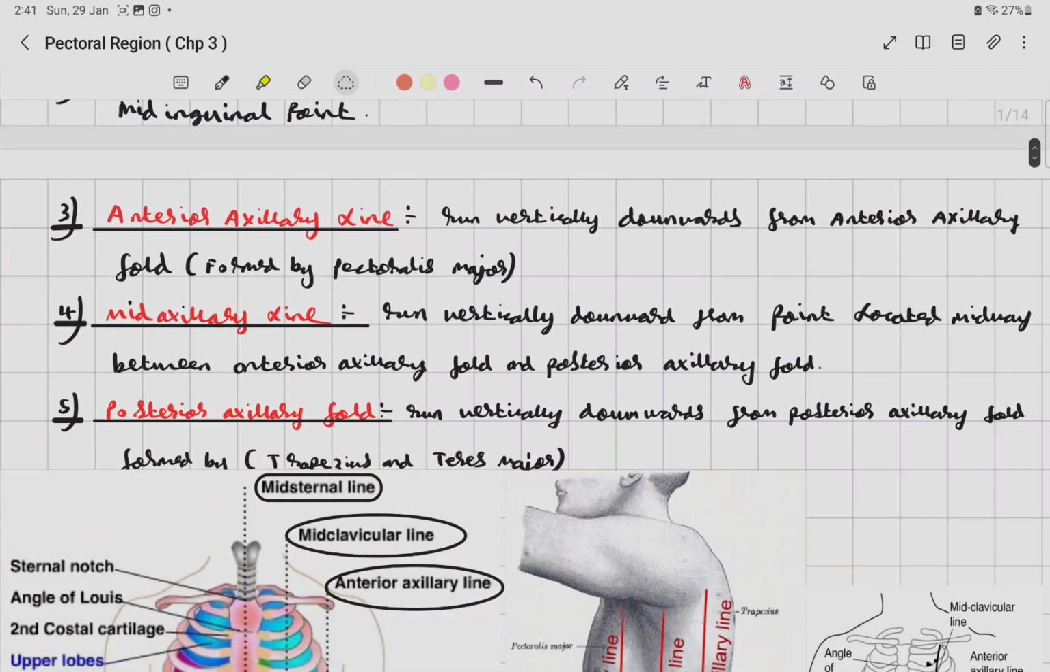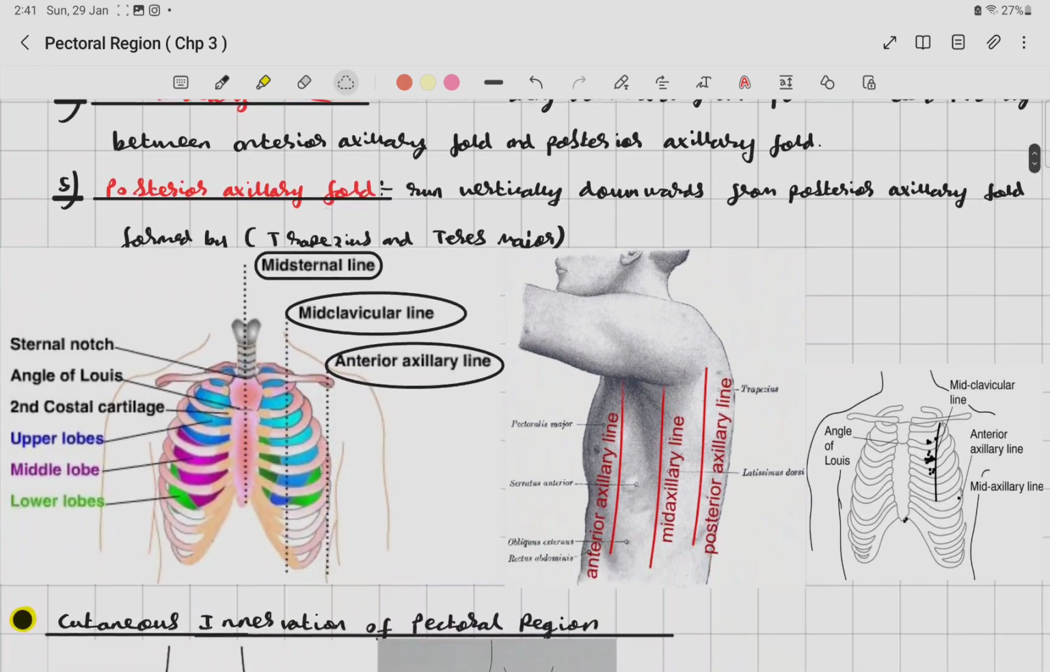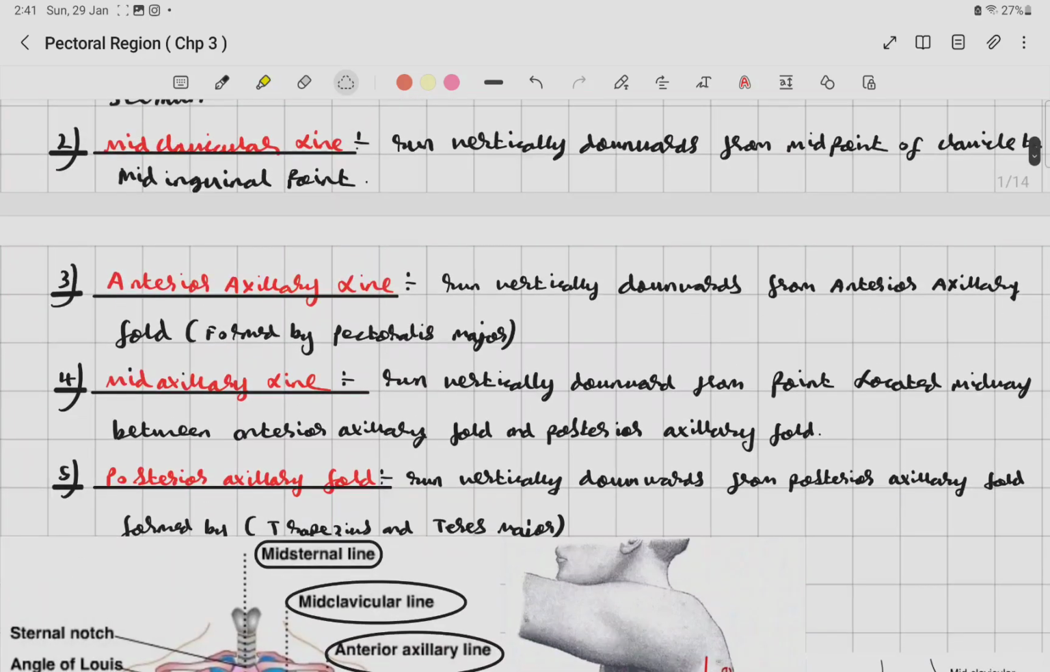Now the anterior axillary line. It runs vertically downwards from the anterior axillary fold, which is formed by the pectoralis major. As you can see here, this is the anterior axillary line.